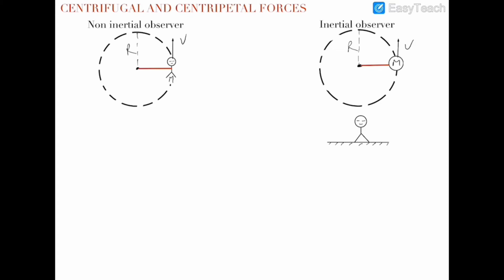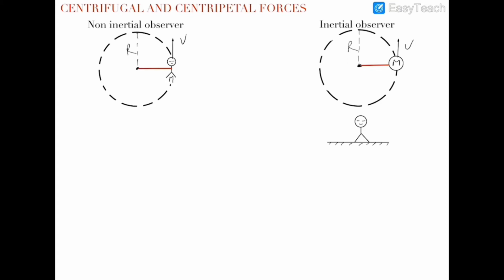In the first case, there is a man of mass m. You can see this man of mass m. He is attached with a rope and he is rotating in this circle with a constant speed of v. And this rope is attached with the center of the circle also. So due to this rope, the man is rotating with a constant speed.